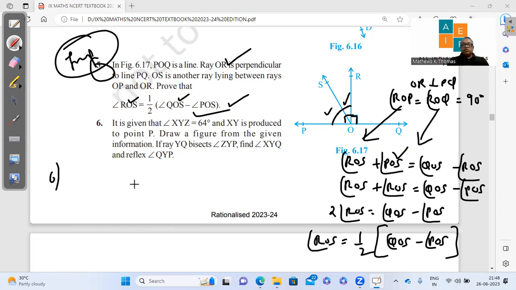Similarly, with question number 6, now this is also important. The figure is not given. Angle XYZ is given as 64 degrees, so this angle is 64. XY is produced. The meaning of XY is produced is that I'm extending it, in the direction X to Y, downwards. XY is produced to a point P. YQ bisects ZYP. Bisects means division into two equal parts. So this angle is divided into two equal parts, and I'm taking it as x each.